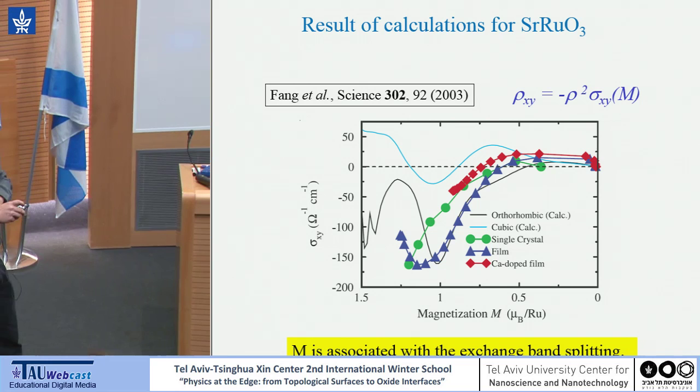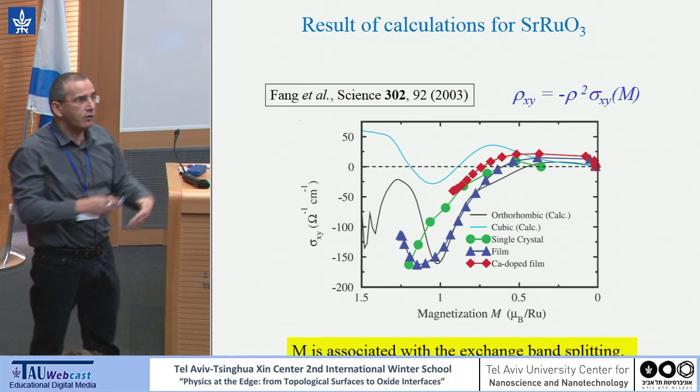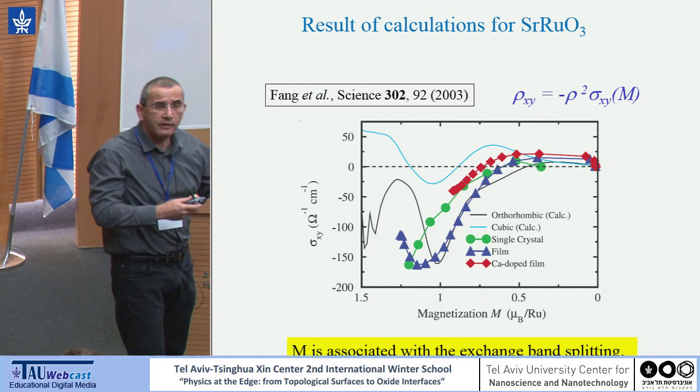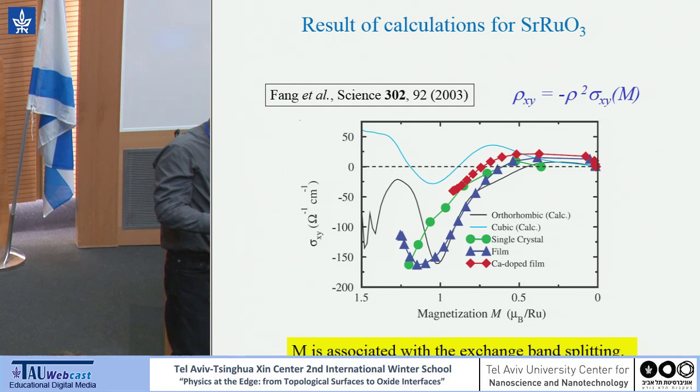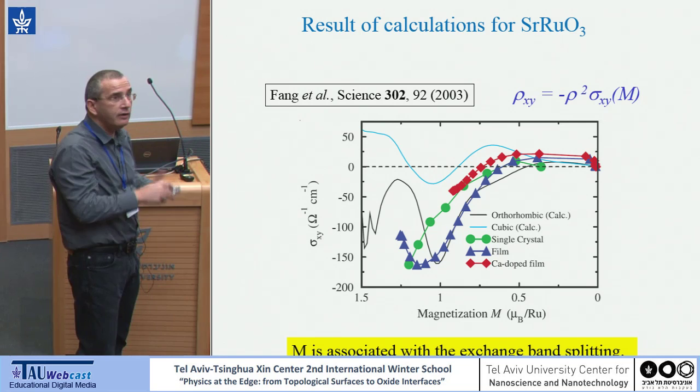So the way that this group tried to explain this behavior was as follows. Strontium ruthenate is an itinerant ferromagnet, so the band is exchange split. They assumed that as the temperature goes up, the exchange splitting is closing. Closing the exchange splitting changes the band, and this changes the intrinsic contribution to the anomalous Hall effect. This is the reason that we see this non-monotonic behavior. So this was their explanation.